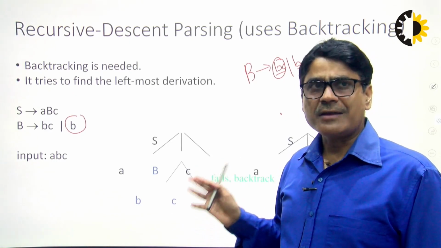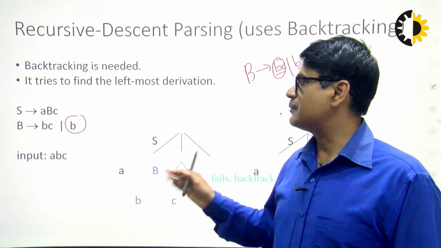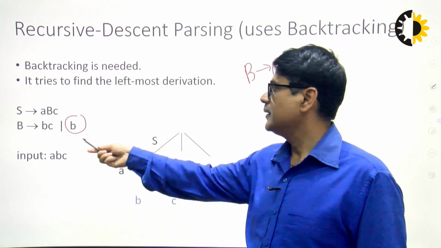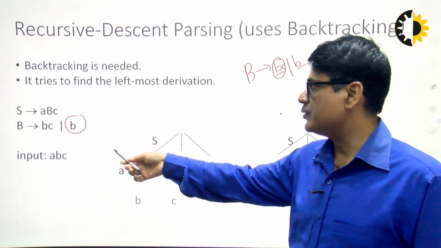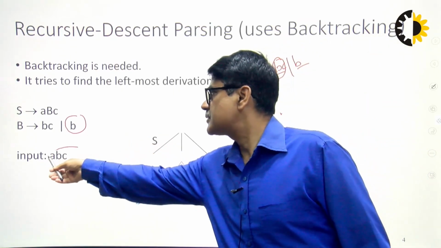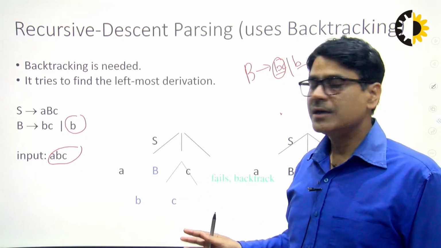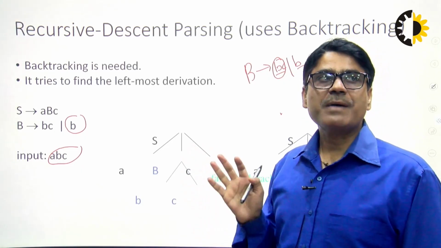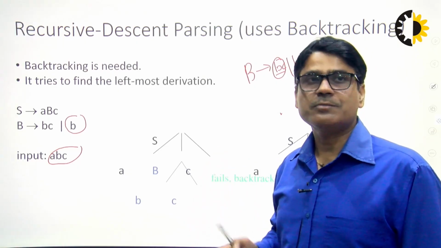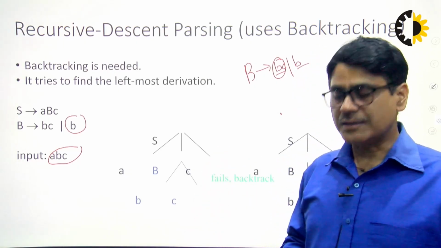So here some manual process is there. Suppose you select bc, and after some time you find that you cannot reach ABC, so this was the wrong selection. Then you have to backtrack. So backtracking is allowed, and it is needed for recursive descent parsing.